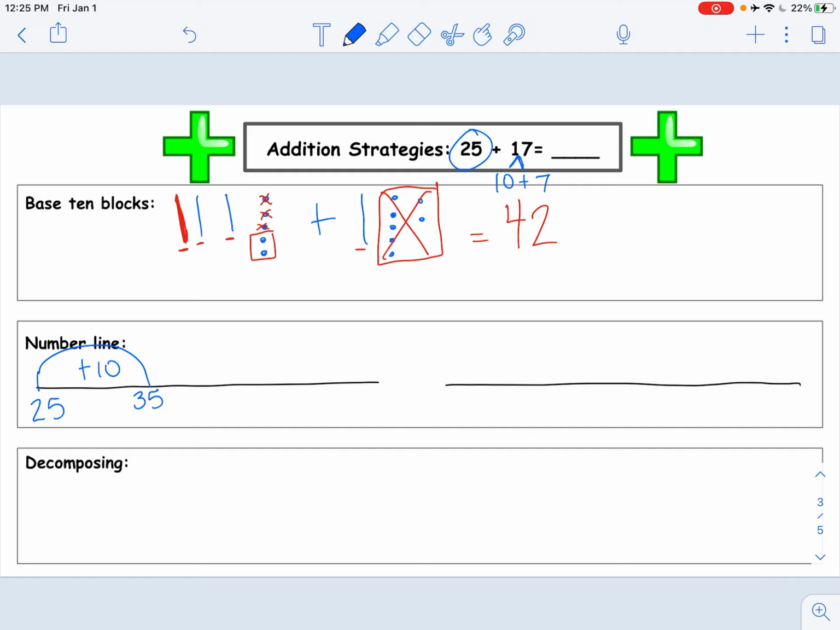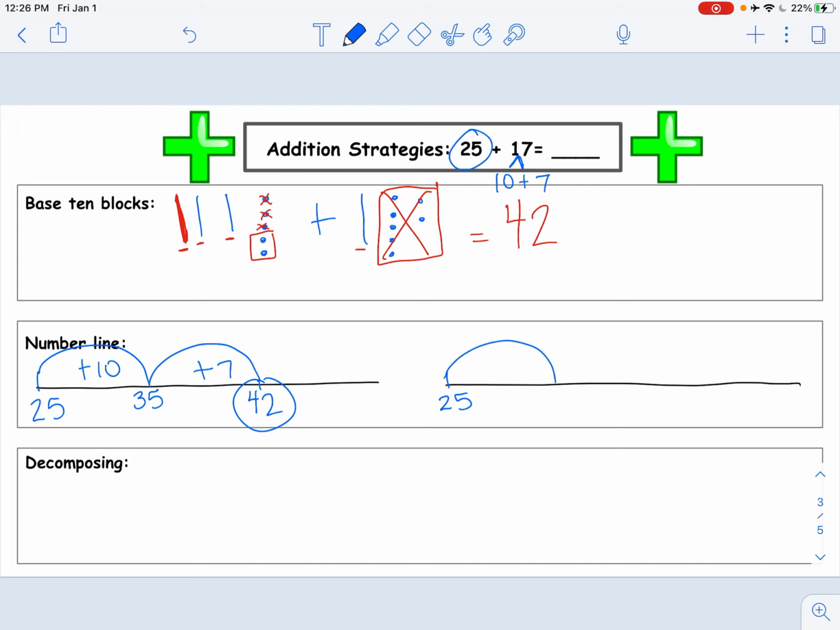And then some students might just say, okay, and then I have to add the 7, and they might be able to add that easily. We would land on 42. And that is great. If your child can do that and figure that out, that's wonderful. That's a very efficient way, obviously. If they have trouble adding that 35 plus 7, here's another way to think about breaking it down.